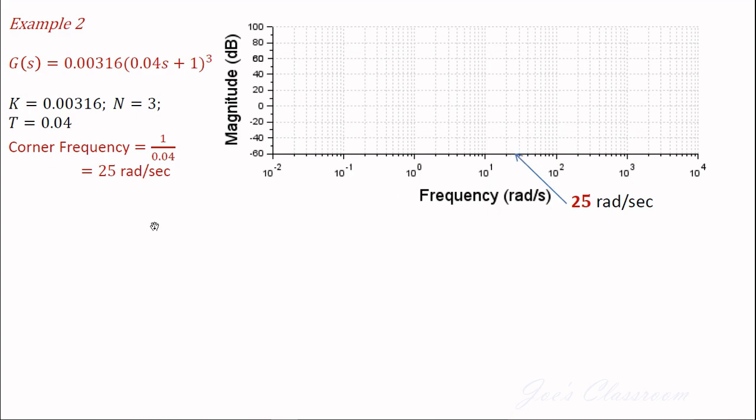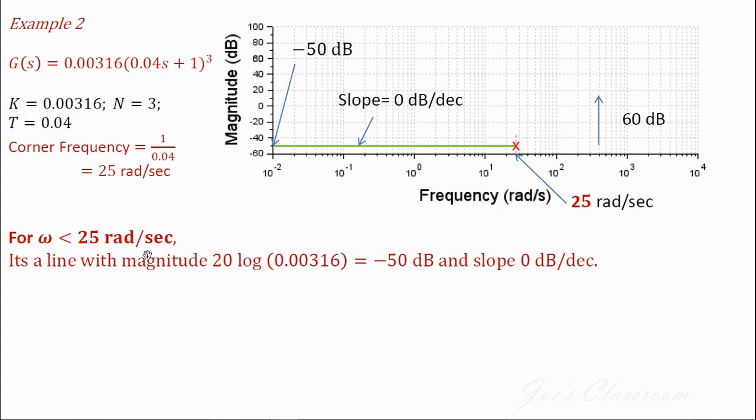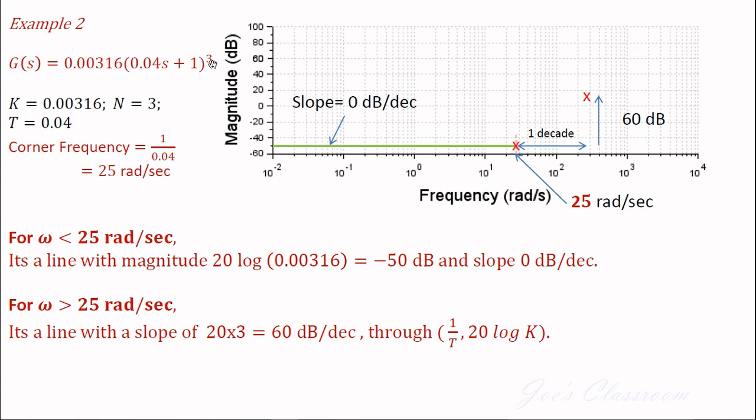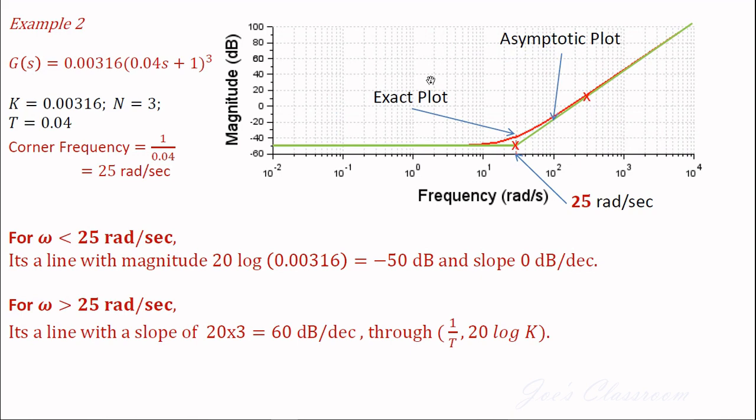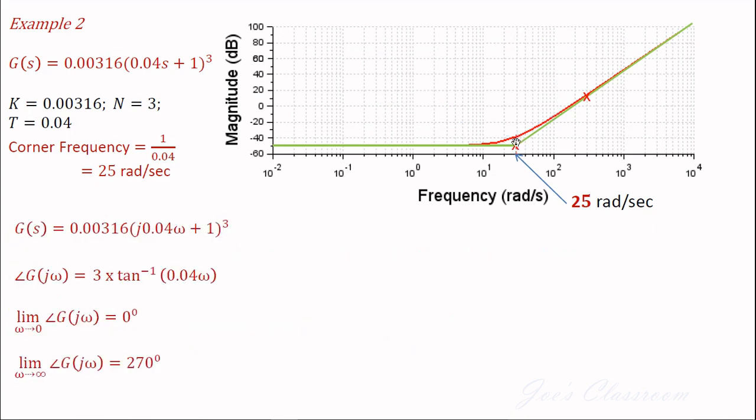So the corner frequency is identified, and for frequencies lesser than the corner frequency 25 radians per second, it is going to be 20 log K. You got the value, it is minus 50 decibels, and the slope is 0 decibels. It's a horizontal line. Draw a straight line up to this corner frequency, and n is equal to 3, so the slope is going to be 60 decibels per decade. Identify the point here at 60 decibels per decade positive. Okay, draw the line. So you get the asymptotic Bode plot, and if you want to get the exact Bode plot, do a change here, you can get it.